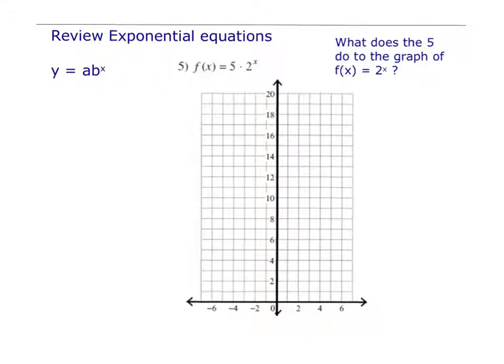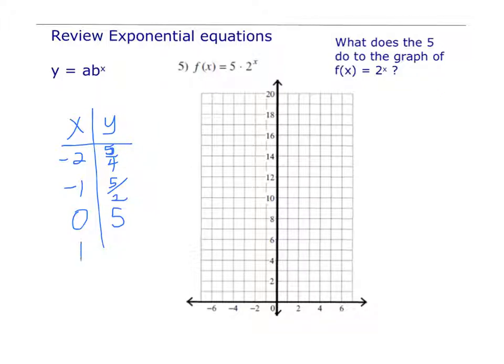So if we were going to graph this function very quickly, we could make a little table, and we would say, let's say negative 2, right? And we would say 2 to the negative 2 power is 1/4, so that would be 5/4. Negative 1, that would be 5/2. 0, well, anything to the 0 power is just 1, so that would be 5. If I put a 1 here, 2 to the first times 5 is 10. Okay, so it should make sense that the initial value is 5, so at 0 the value is 5, and then over 1 goes up to 10, right? So this is a growth function.